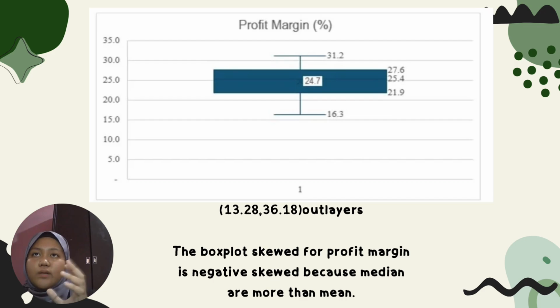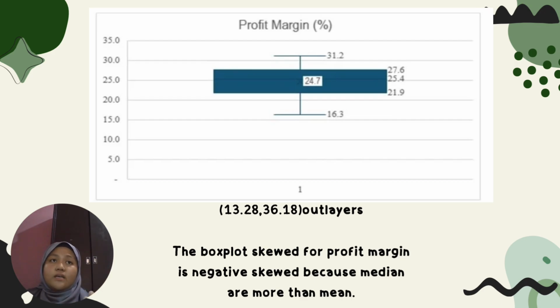So this is the table for profit margin, which the box plot shows is negatively skewed because the median is greater than the mean, 25.4 versus 24.7. This means there is a potential risk and unsafe level for the company if it does not take action to increase its level of production.